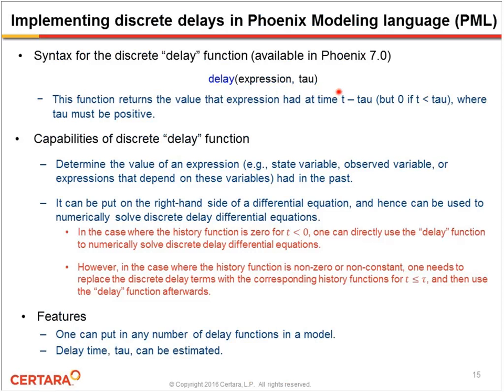Now, I hope that I gave you enough motivation and start thinking about using delay differential equations, and you began to wonder how to implement these different delays in PML. Now, here is the syntax for the discrete delay function. This function returns the value that the expression had at time t minus tau, and it gives the value 0 if t is less than tau.